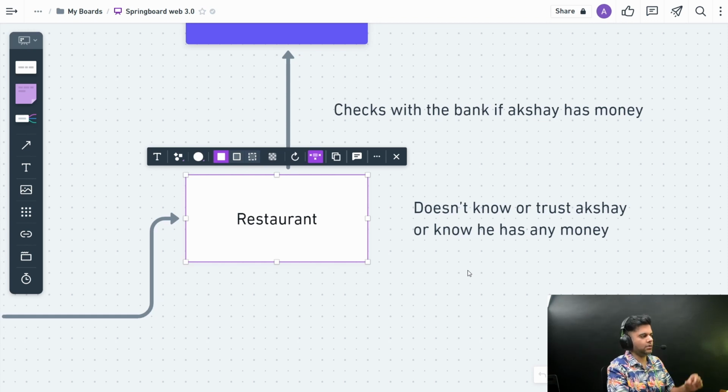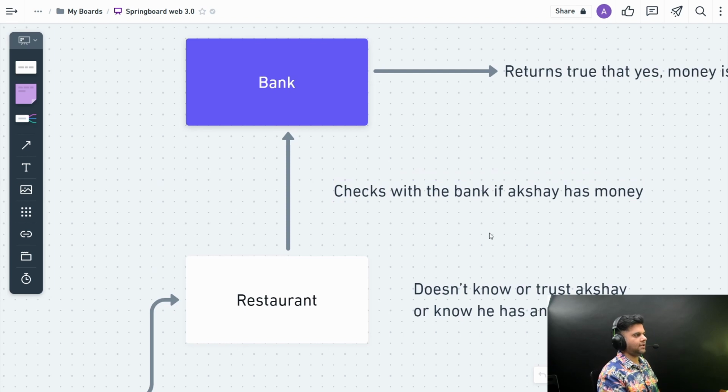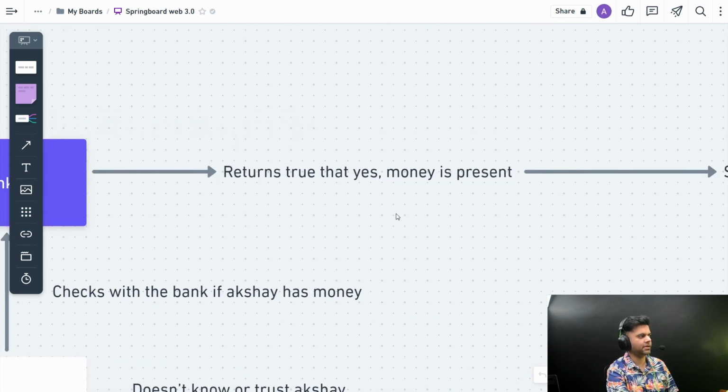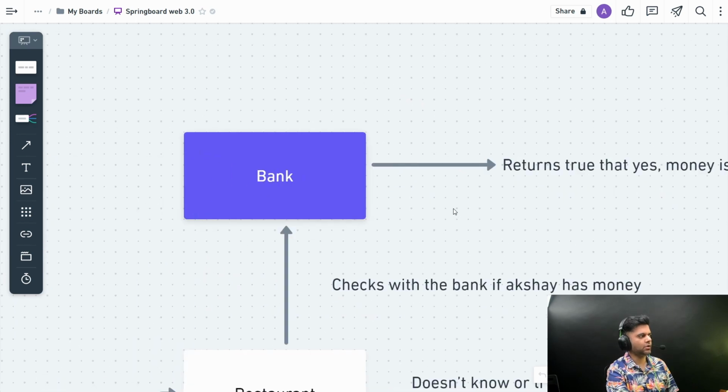The restaurant then swipes the card, and that swiping of the card is actually sending a request to the bank. The bank is the entity that says, okay, Akshay has money because Akshay's money is residing with us. He has a bank account, he has this many dollars, the bill amount is $100, and he definitely has that much money. So the bank returns true and says that yes, the money is present. You cannot have this transaction happening without the bank being present.